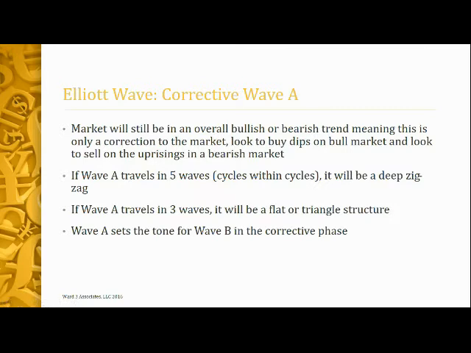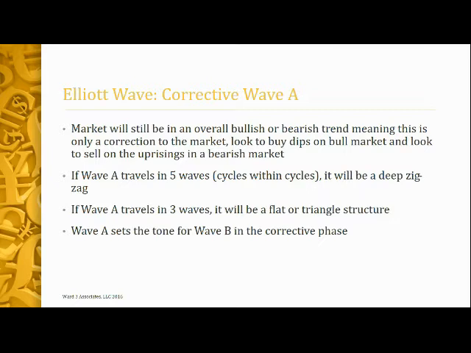All right. If wave A travels in 5 waves, that's part of the cycle within cycles. It will be a deep zigzag. If wave A travels in 3 waves, it will be a flat or a triangle structure. So what this means is when you see people on Facebook or wherever you follow, and they're drawing, let's say, a wedge, a triangle, a pennant, or anything like that, you must understand that those market patterns are just retracements of the overall trend.